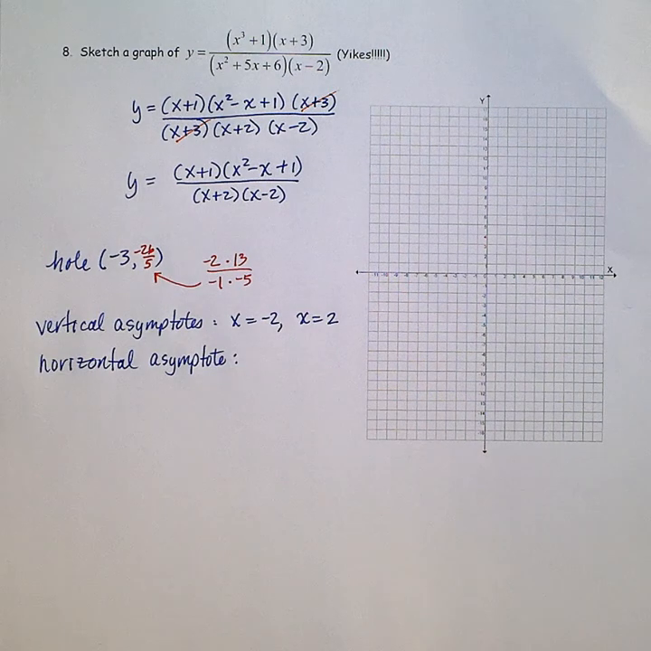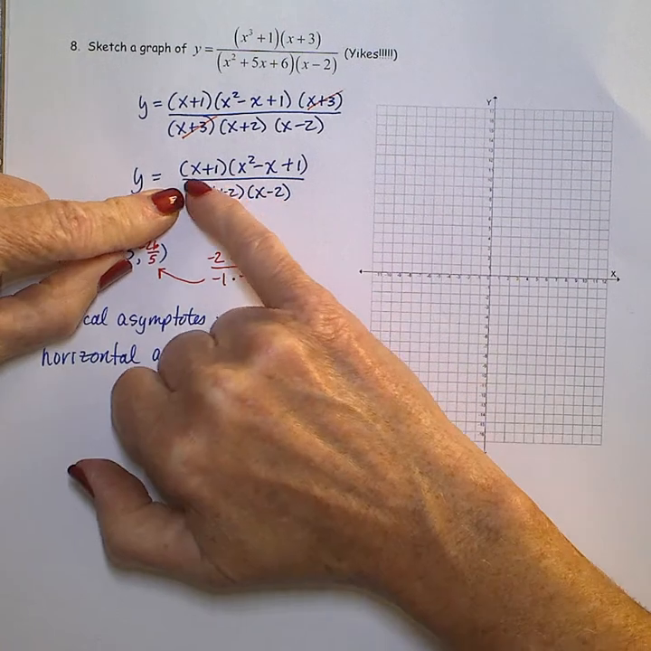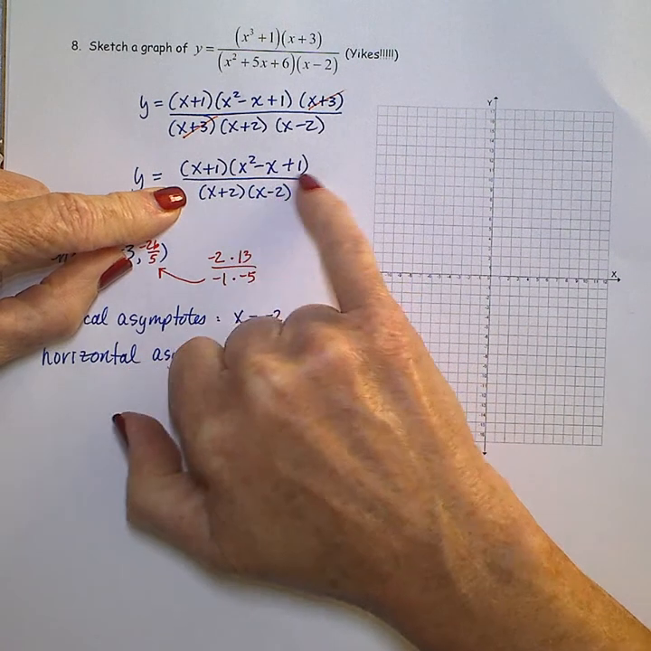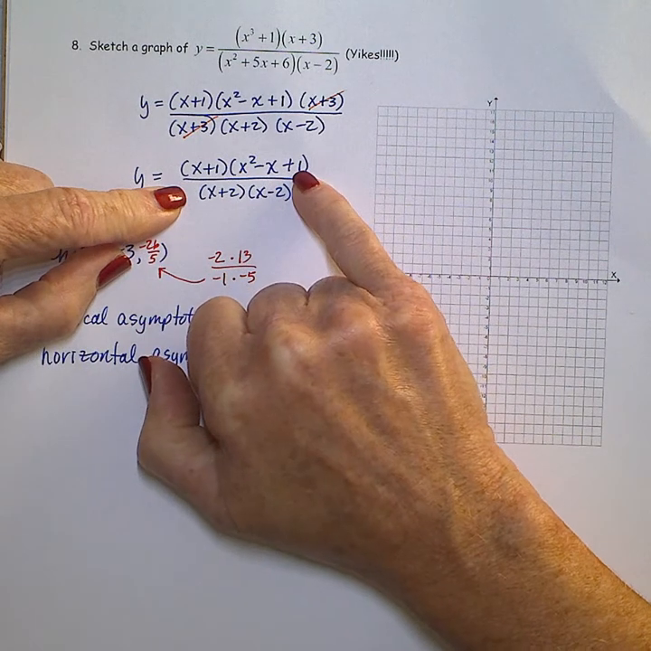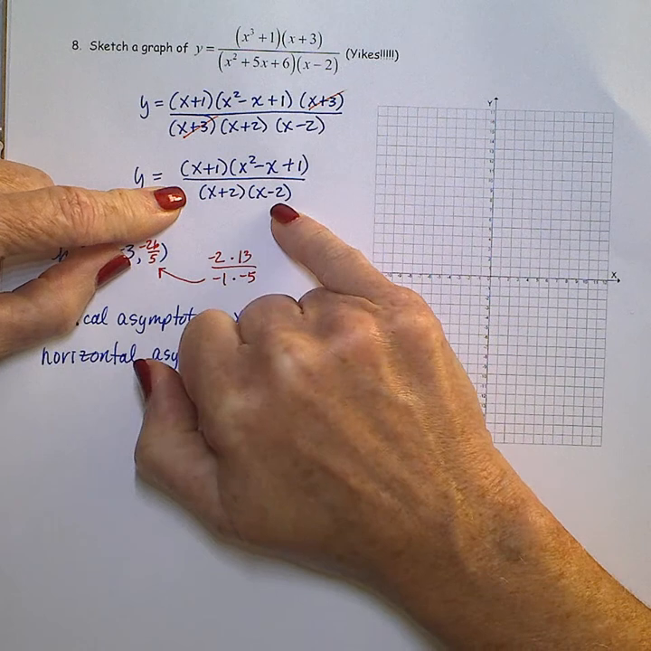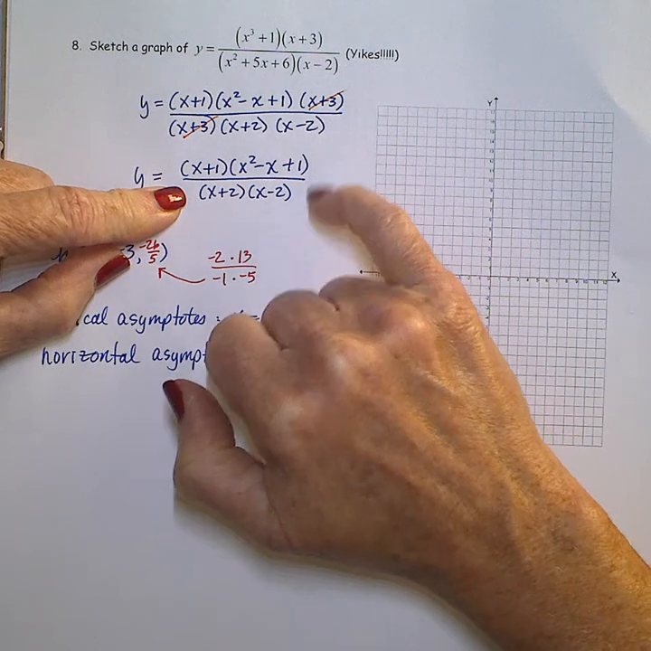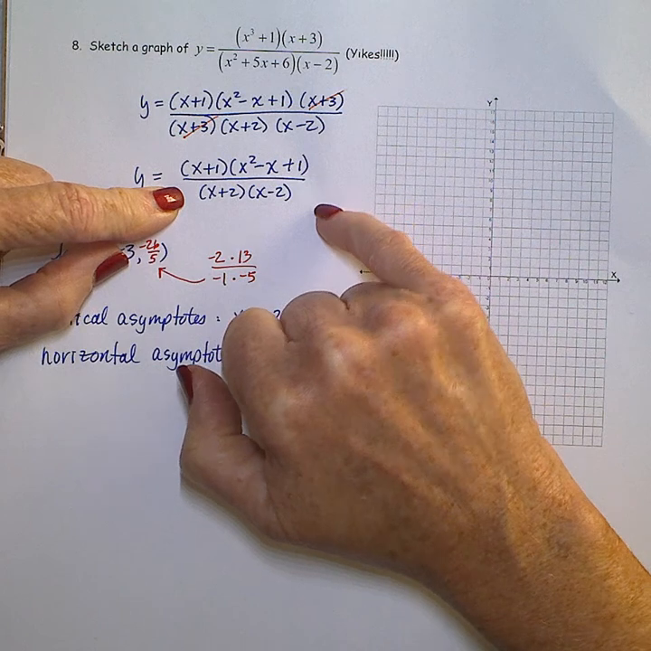All right, we need to compare the degree of the numerator with the degree of the denominator. And you can go right here. The degree of the numerator, if you were to multiply all that back out again, what degree would it be? It's an x cubed, a degree 3. How about the denominator? X squared. So an x cubed over an x squared. Is there a horizontal asymptote? No.